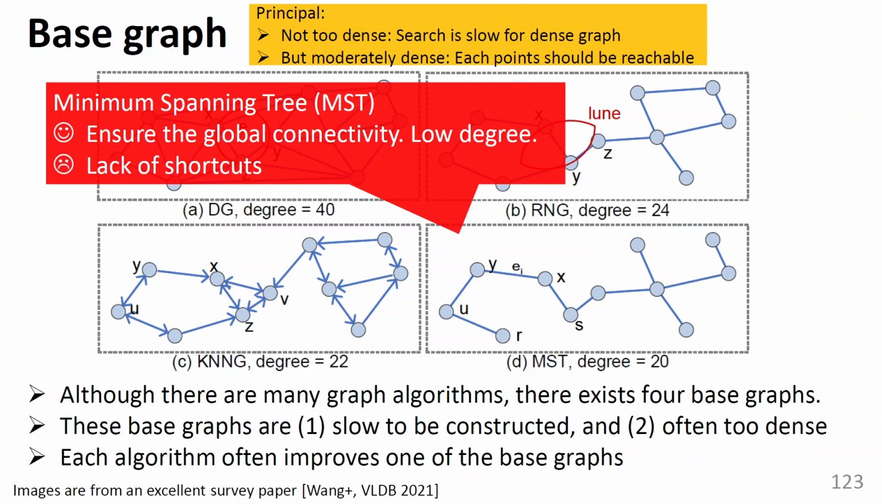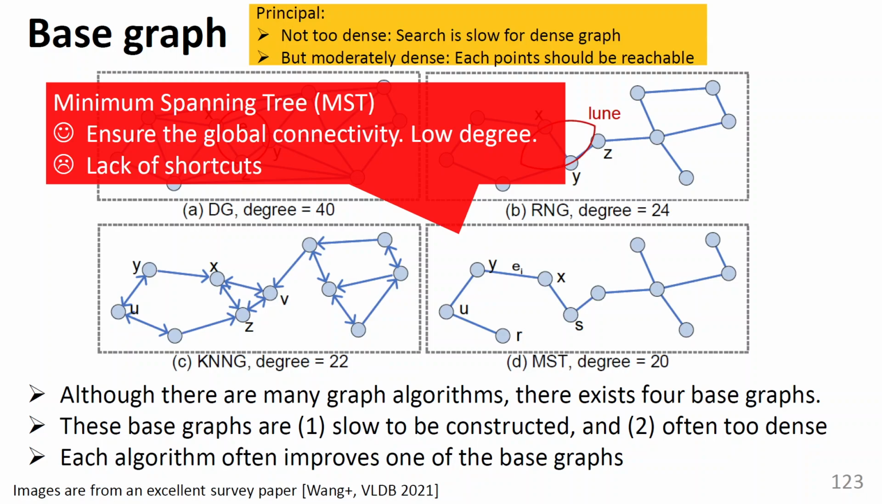The next one is called MST, the minimum spanning tree. You can see its degree is the smallest of these 4 base graphs. The minimum spanning tree can ensure your global connectivity, and its degree is very low. Okay, but it lacks some shortcuts, so you should add some to improve it. You can add some shortcuts between them.